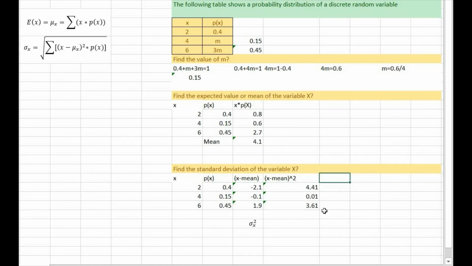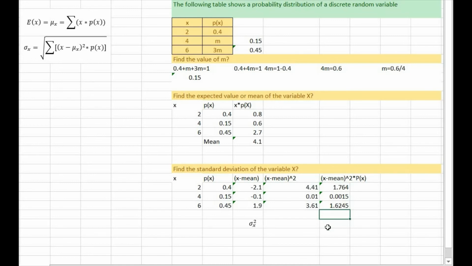Now the last step is to multiply the last column by p of x, each value of them. So I'm going to say the last column is x minus mean all squared times p of x. This is just labeling. So this is equal to the last column times the corresponding probability. And then I'm going to populate, and because my sheet isn't functioning properly, I have to double click on each one and make sure the answers are computed correctly.